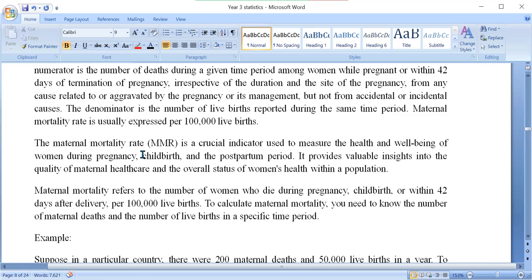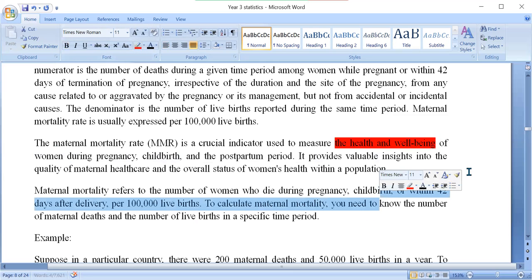So the MMR is a crucial indicator used to measure the health and well-being of women during pregnancy, childbirth, and the postpartum period. It tells us of the health and well-being of women. So that's why infant mortality rate and maternal mortality are very, very important. It gives us valuable insight into the quality of maternal health care and the overall status of women's health within a population.